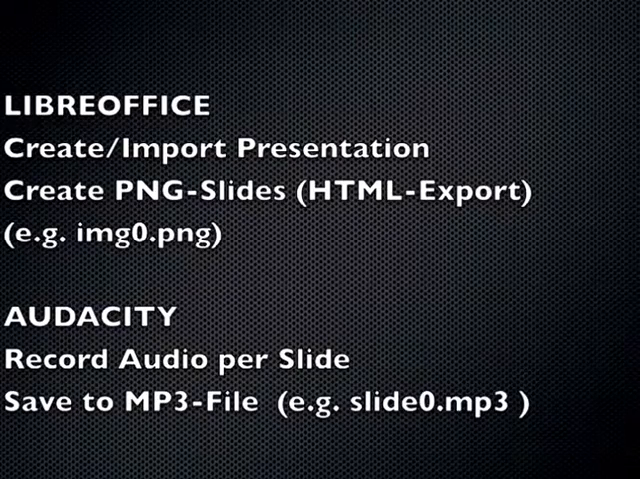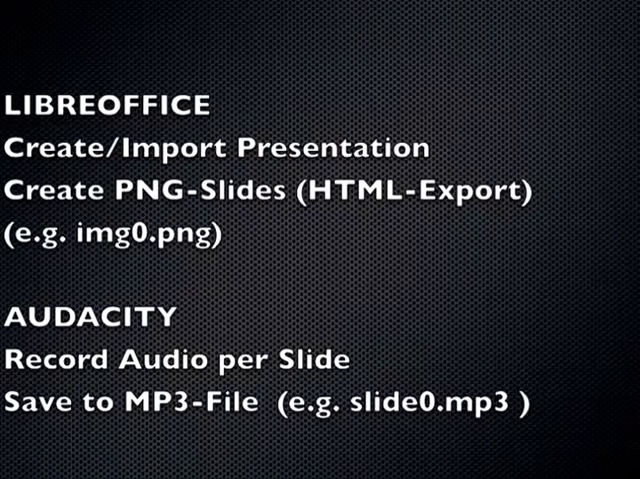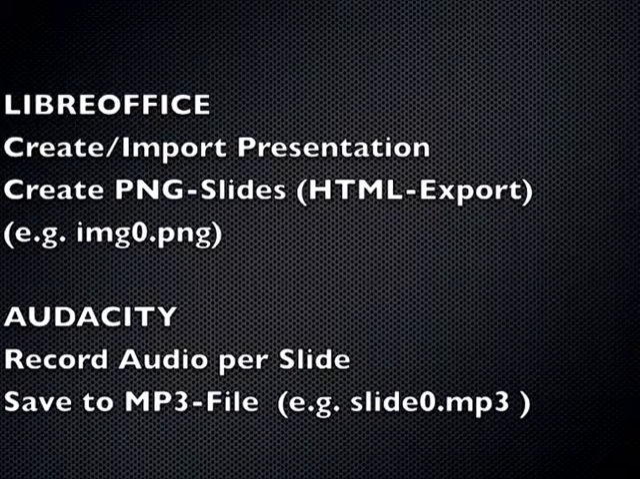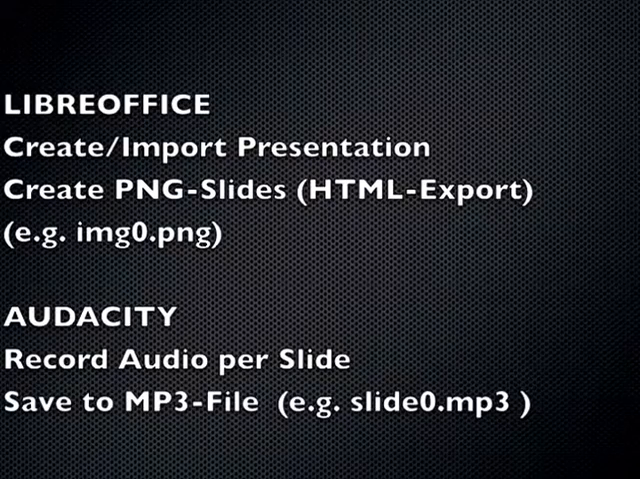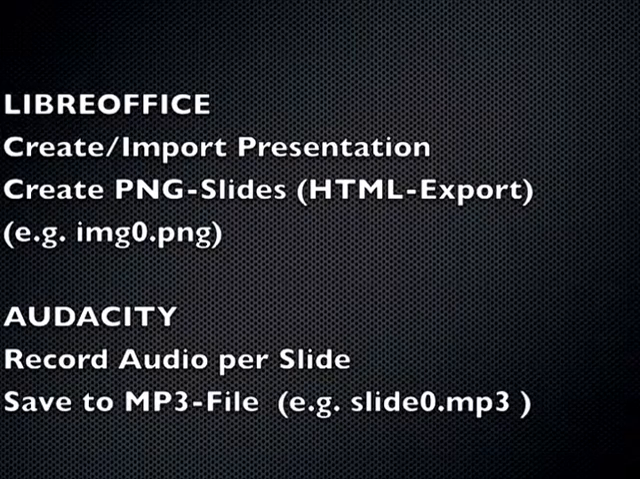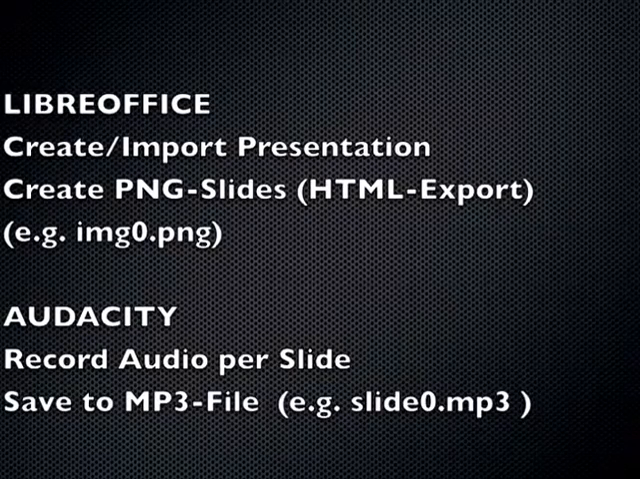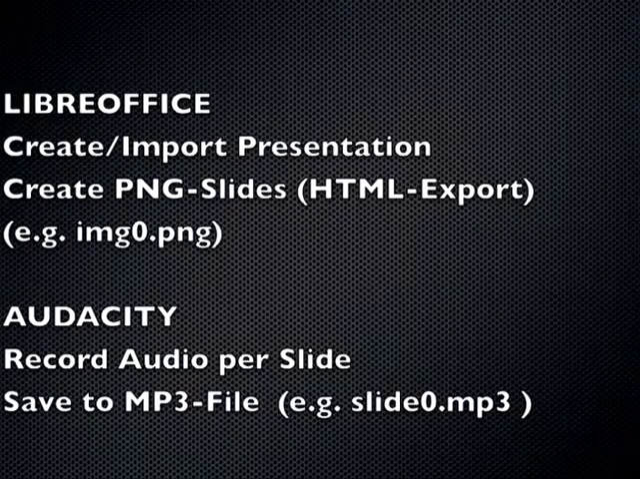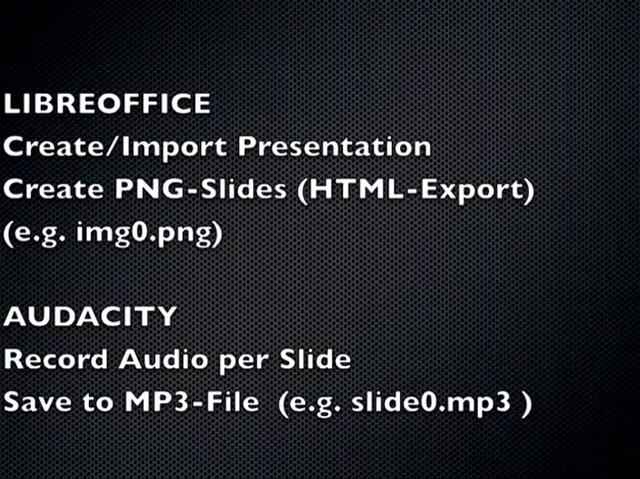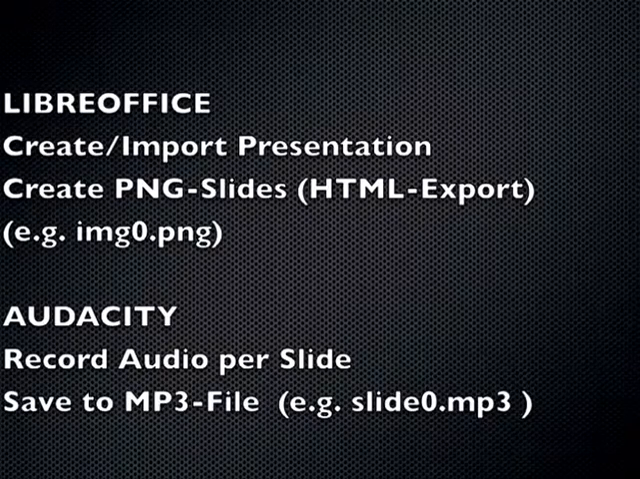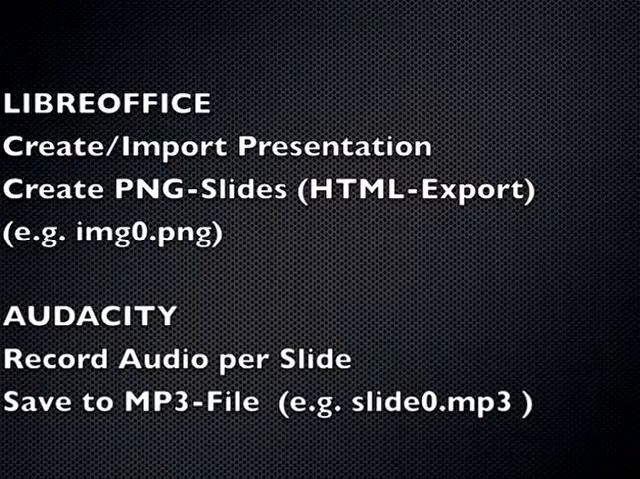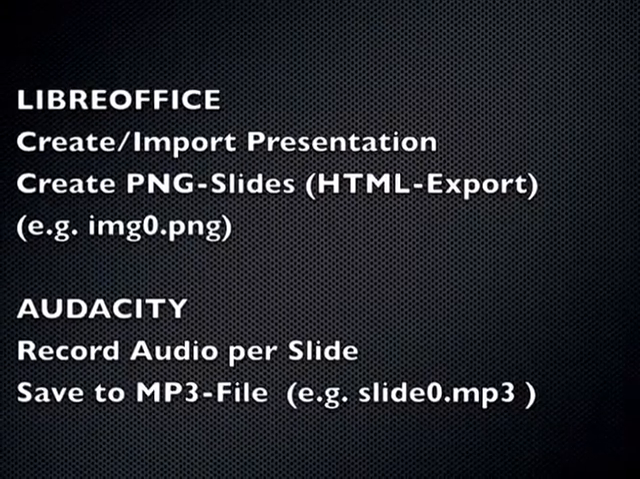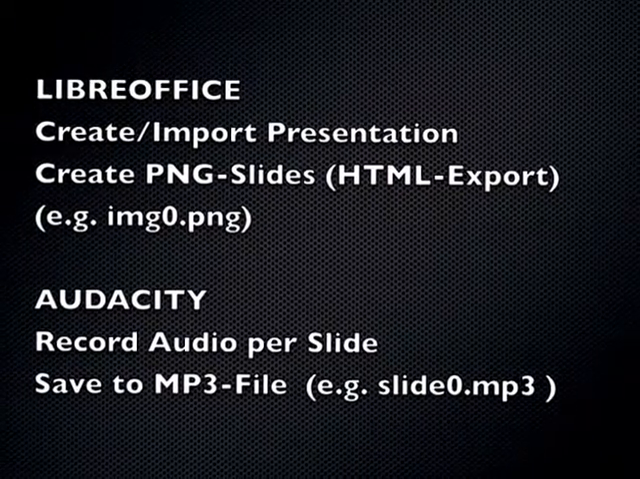Per slide you will create an MP3 file as an audio comment, and store the comment per slide in an MP3 file with the name slide 0.mp3, slide 1.mp3 and so on. These slides and these images will be used to create a video on a Windows system, and then you have to start the Movie Maker on Windows, which is freely available on any Windows system.